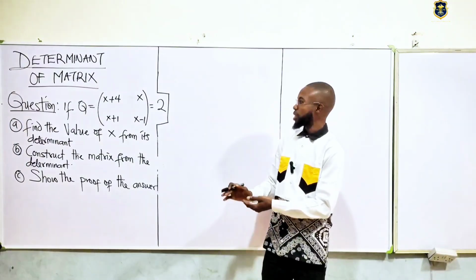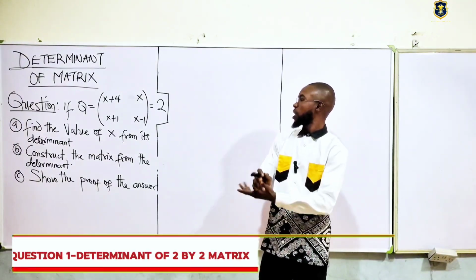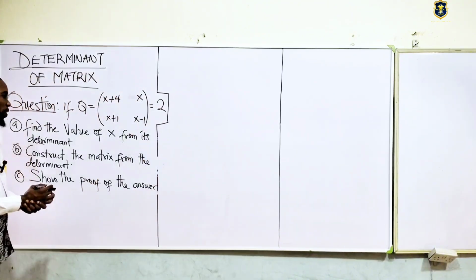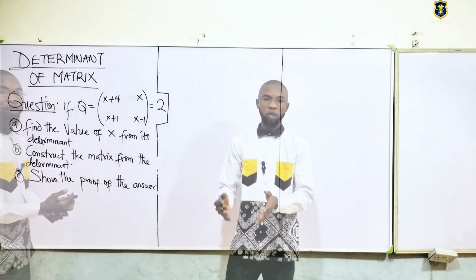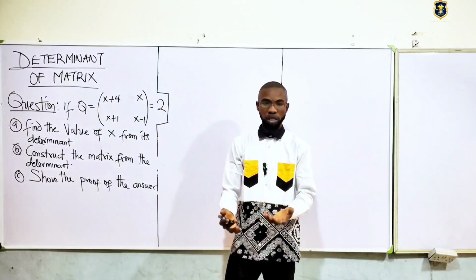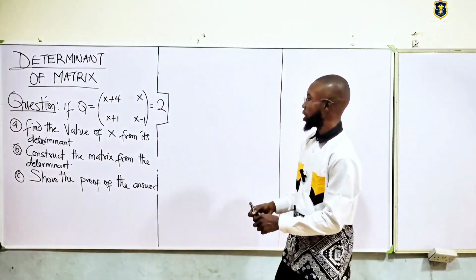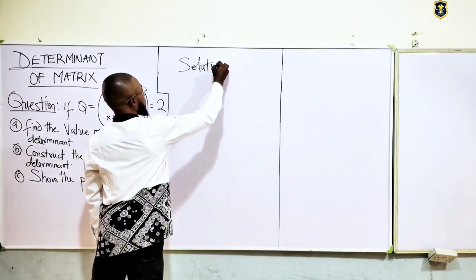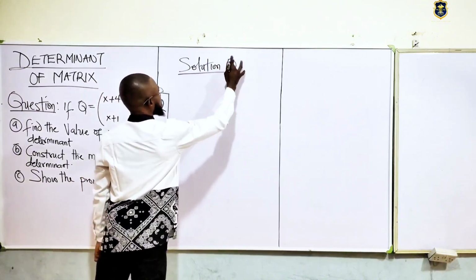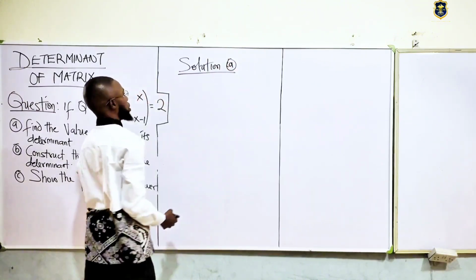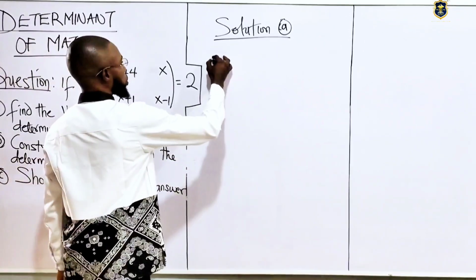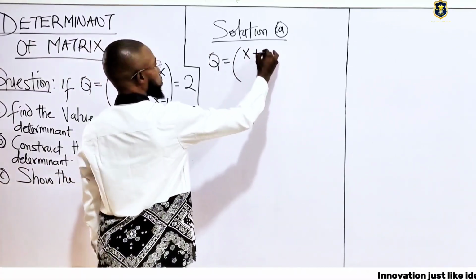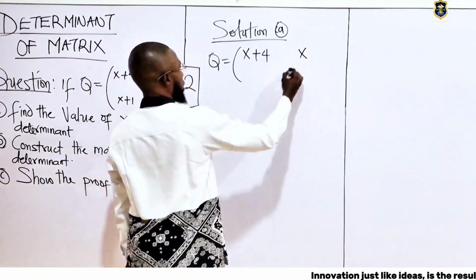Welcome back, guys. Let's look at the question we have on the board. It says if Q is equal to this matrix, find the value of X from the determinant. That means first of all we change this matrix to a determinant, right? So let's answer question A. The solution: the question says that Q is equal to X plus 4 and X.